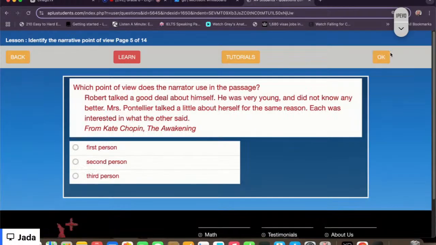Okay. Robert talked a good deal about himself. He was very young and did not know any better. Mrs. Pontillier talked a little about herself for the same reason. Each was interested in what the other said. First, second, or third.